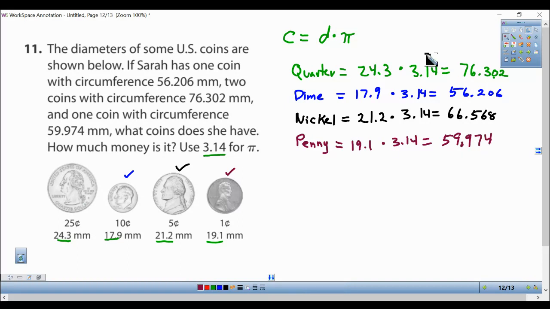Now we have all the circumferences of the coins. It says she has one coin with circumference 56.206, which means that is a dime. So she has one dime. It says she has a circumference of 76, which is quarters. She has two quarters.